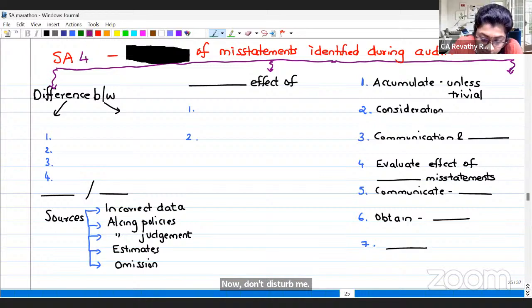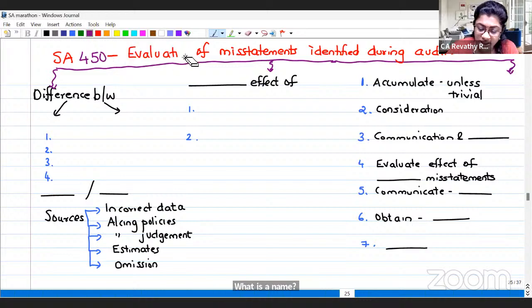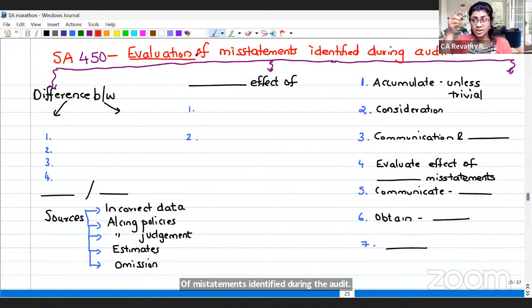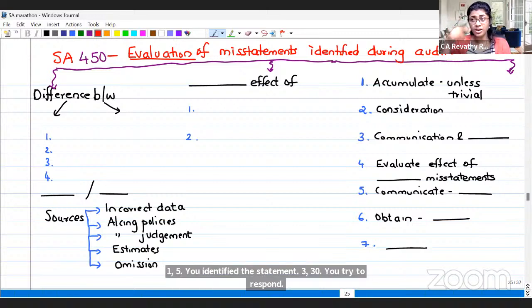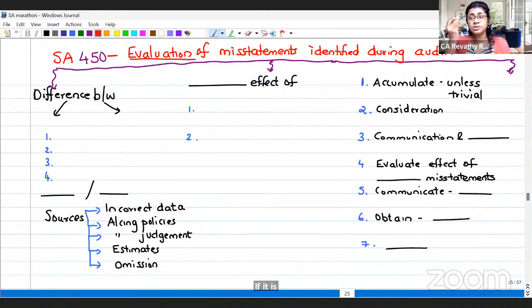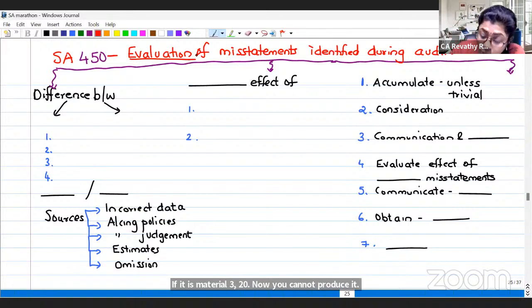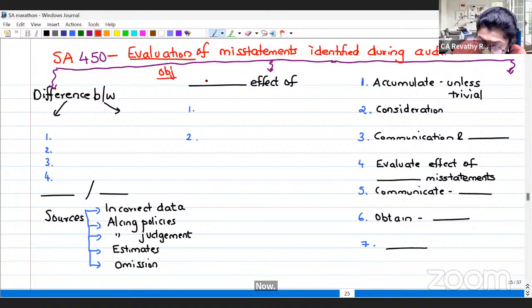SA 450. What is the name? Evaluation of Misstatements Identified during the Audit. In 315 you identified the misstatement. In 330 you try to respond. If it is material in 320, now you cannot reduce it. Now you are going to evaluate the misstatement. Two things you will evaluate.